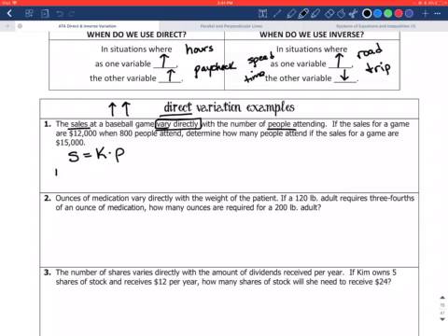We'll set up sales as S equals K, our constant of variation, times P. So the sales for this game were $12,000 when 800 people attended. So to solve for K, we'll divide by that 800. And then K will be, if we do 120 divided by 8, that'll be 15. So that K here is the cost of the ticket, just $15 per ticket.